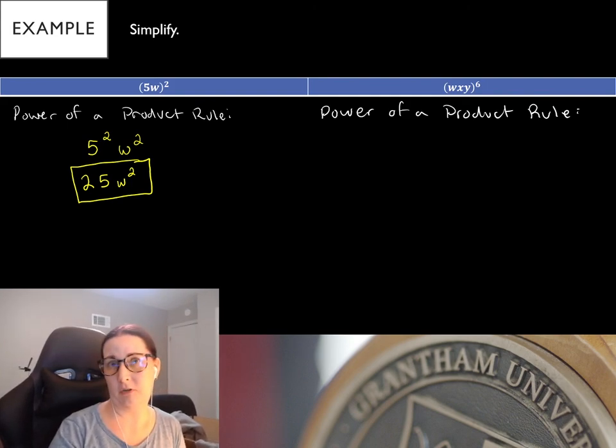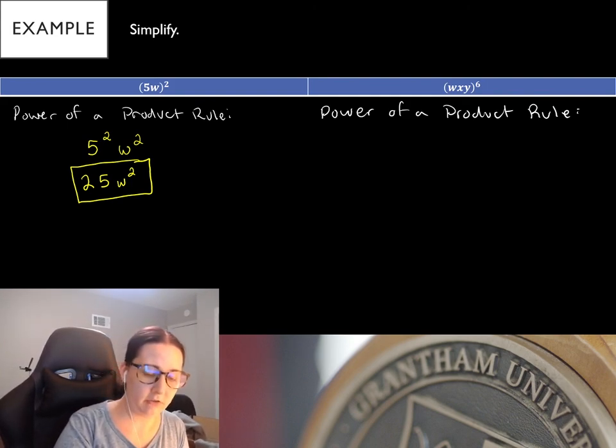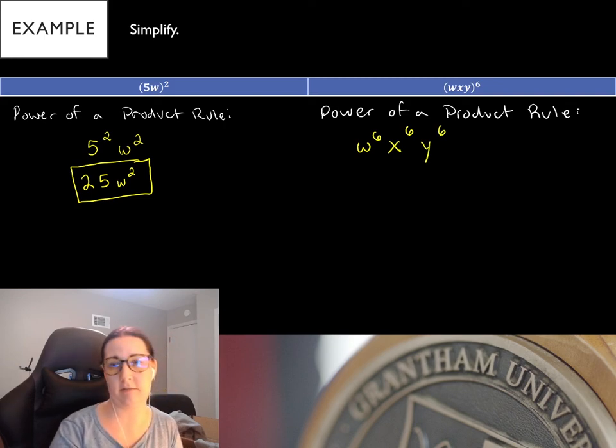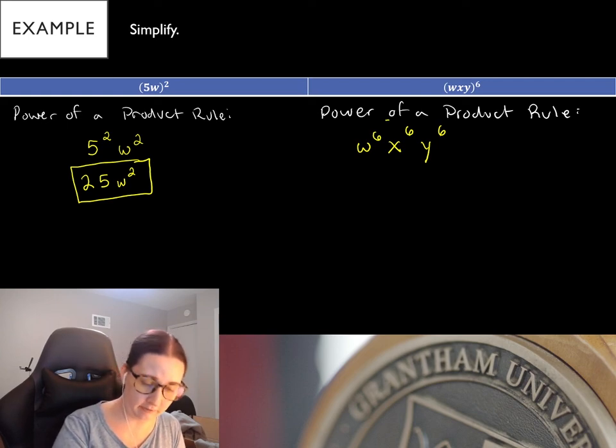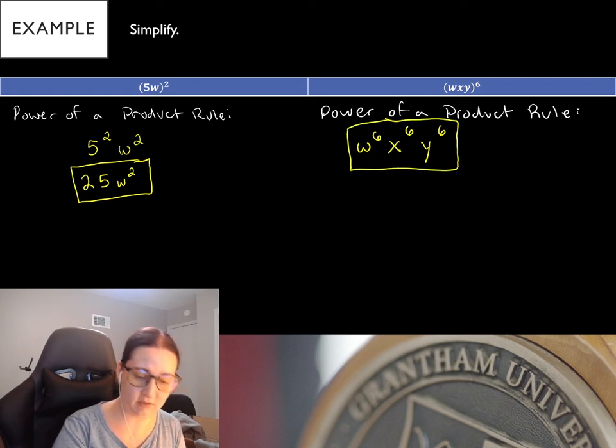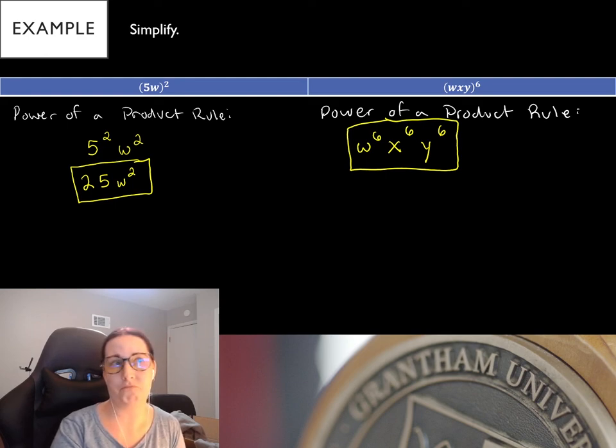So we're going to distribute our exponent here. The w is going to have an exponent of 6. The x has an exponent of 6, and y has an exponent of 6. Now these are variables, so we can't actually do anything with them, so that's your answer. That's all we can do here. Pretty straightforward.